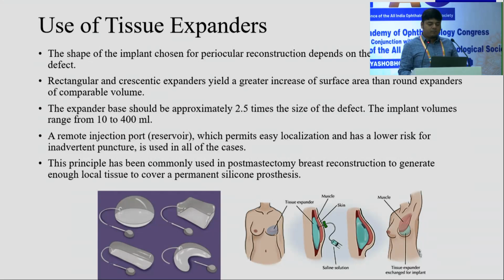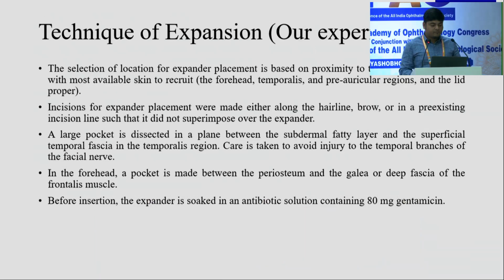A remote injection port is necessary, as it permits easy localization and has a lower risk of inadvertent puncture. This type of principle has been used in post mastectomy breast reconstruction to generate local tissue for a permanent silicone prosthesis. So all of these features we found to be available for our requirement from the Foley's catheter.